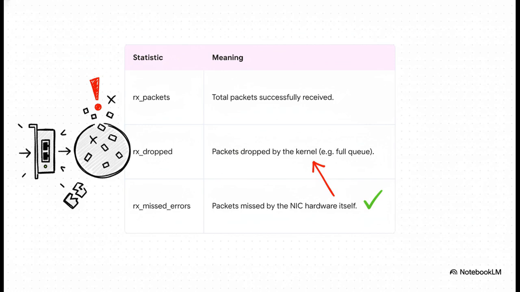Or, hey, maybe you see RX missed errors climbing. That tells you the problem is even earlier. The NIC itself is getting overwhelmed. With this one command, you can pinpoint exactly where things are going wrong.